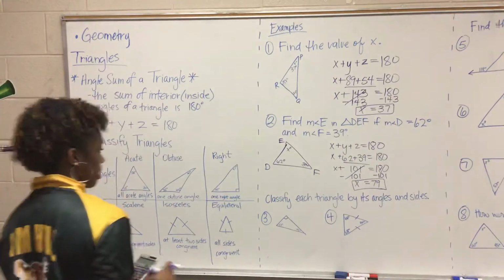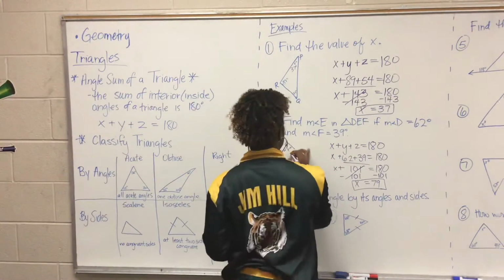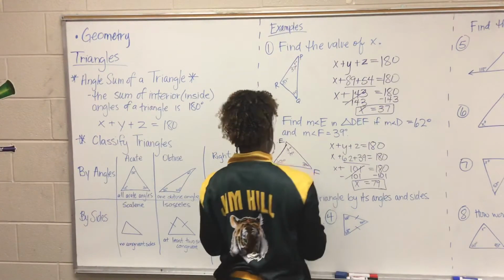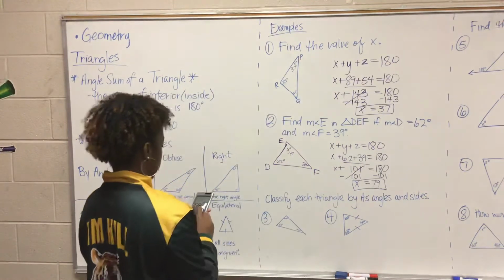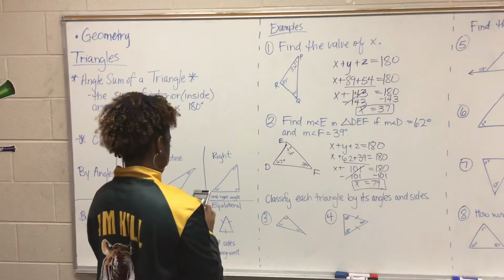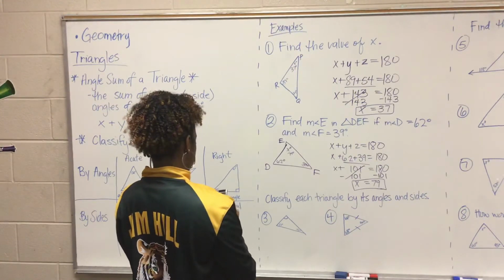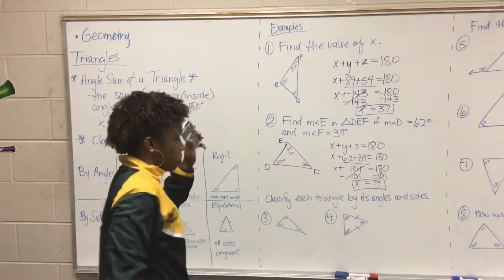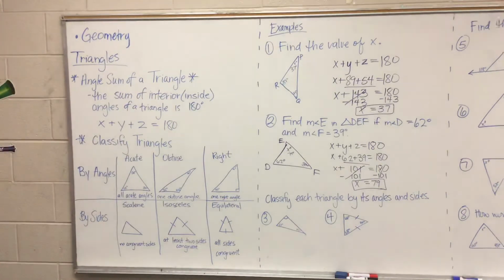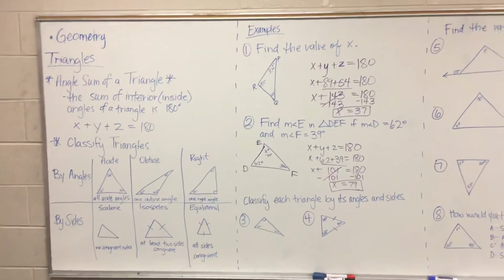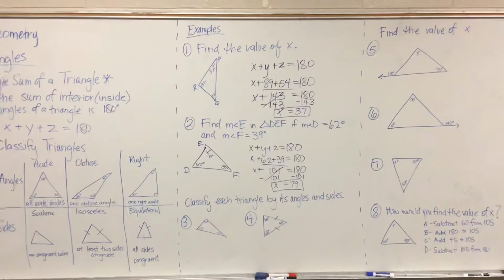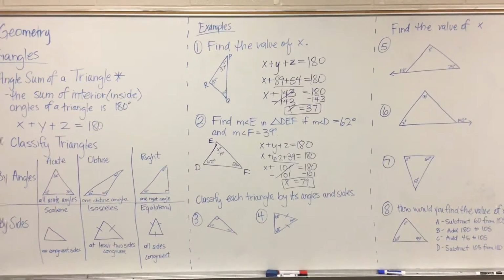We can check our work by simply adding all of the three angles together to make sure that they equal 180. So we have 62 plus 79 plus 39. That indeed equals 180. So now we want to classify each triangle by its angles and its sides.